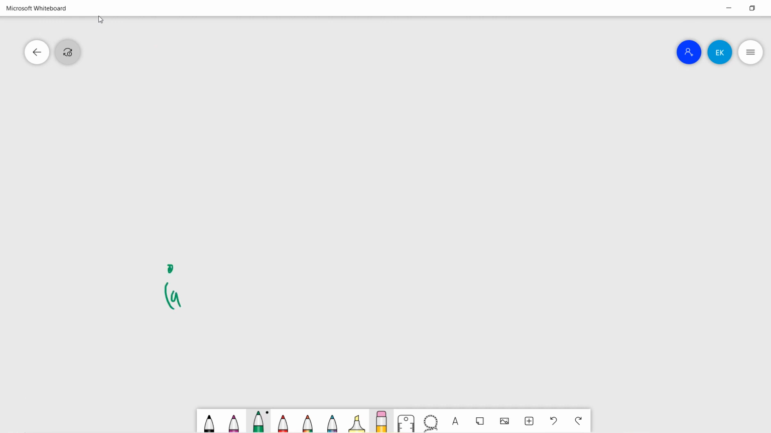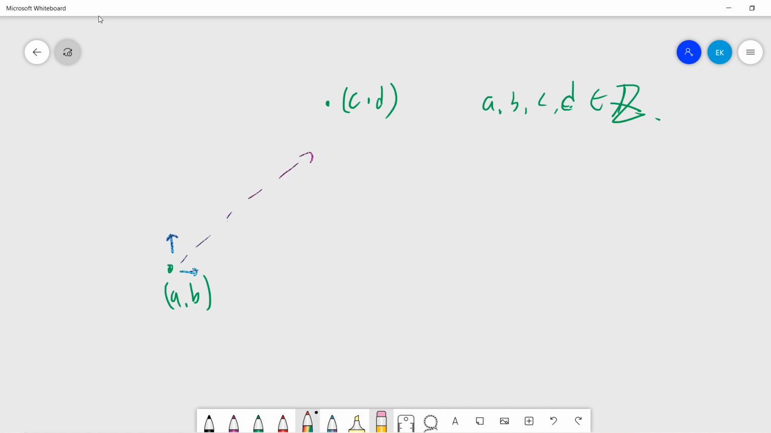So this is our result. Suppose you start from (a, b) and go to (c, d), where a, b, c, d are integers. You can move vertically, horizontally, or diagonally. It's very easy to see the minimum step count: you try to move diagonally and then move vertically, or if the point is here, you move diagonally and then move horizontally.